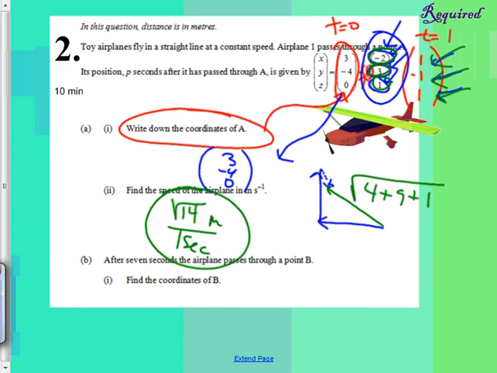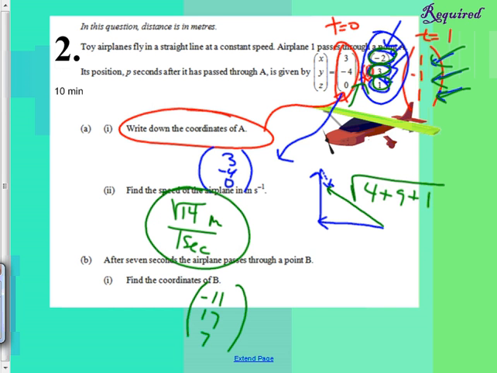Okay. Next one, after 7 seconds it passes through point B. Well, then we just stick in a 7 here. Save me some time. The numbers are fairly big. What did you get when you stuck in a 7? Raise your hand if you concur.